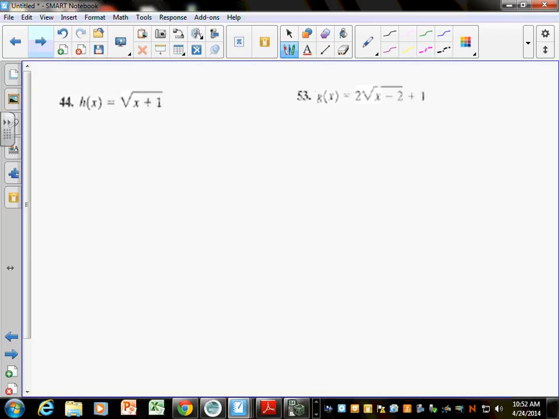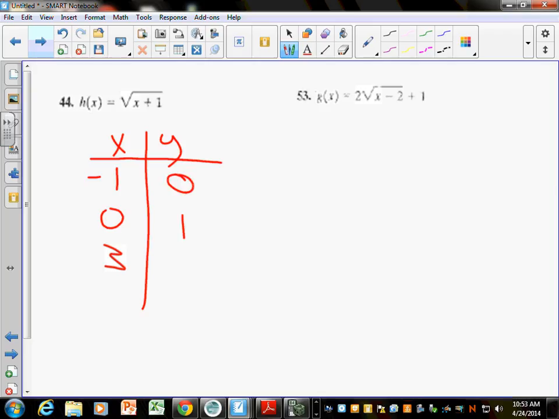You can use transformations on this, or if you just know the shape, and you know you can't have a negative under your radical, you should be able to pick some points here. Like if you picked -1 and 0 and 3 here, that should be enough to get you a really good graph, because negative 1 plus 1 is 0, 0 plus 1 is 1, and the square root of 1 is 1, 3 plus 1 is 4, and the square root of 4 is 2.